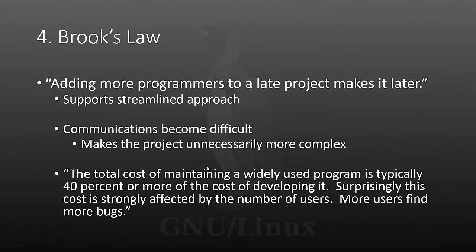The last quote I have on here comes from Brooks. Total cost of maintaining a widely used program is typically 40% or more of the cost of developing it. Surprisingly, this cost is strongly affected by the number of users. More users find more bugs. I thought this was very interesting because this actually supports the Bazaar thesis in terms of the users finding bugs and working them through. For Brooks, this was a negative. When the new model appears, this becomes a major positive. So these are the four different sections that were important in this book.